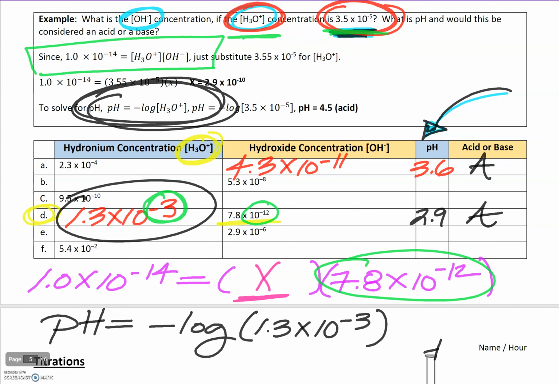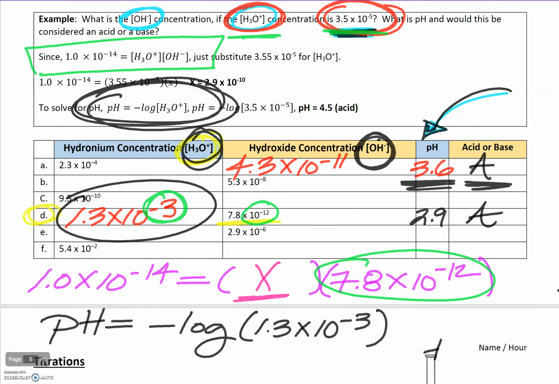So that's really going through multiple things, how you find hydronium if you have hydroxide. So how do we find this or this if we only have one of the two? They will always give you one and you find the other. And then how do we use that information to get pH? And then how do we get that into an acid or a base? So that really sums everything up.